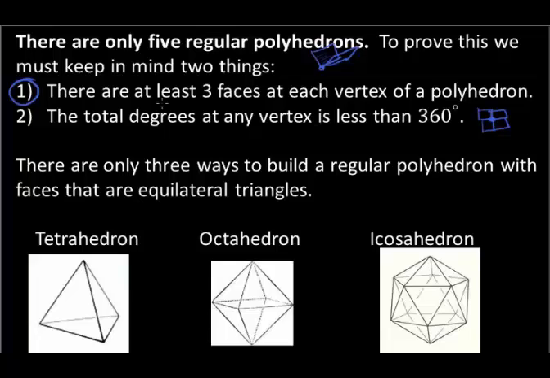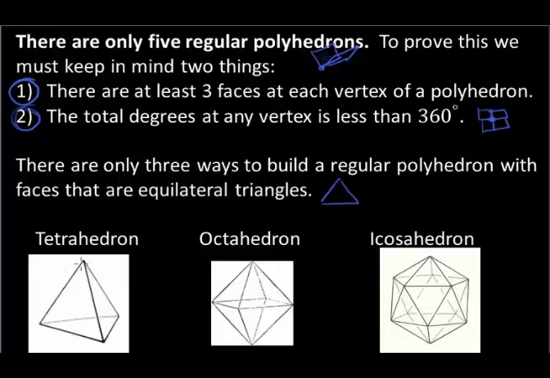So these 2 things we keep in mind, and we will show that there are only 5 that we could build with those 2 things in mind. There are 3 ways that we could build a regular polyhedron with faces that are equilateral triangles, 3 sides. Okay, so we're going to see that there are 3 that we could build using equilateral triangles.